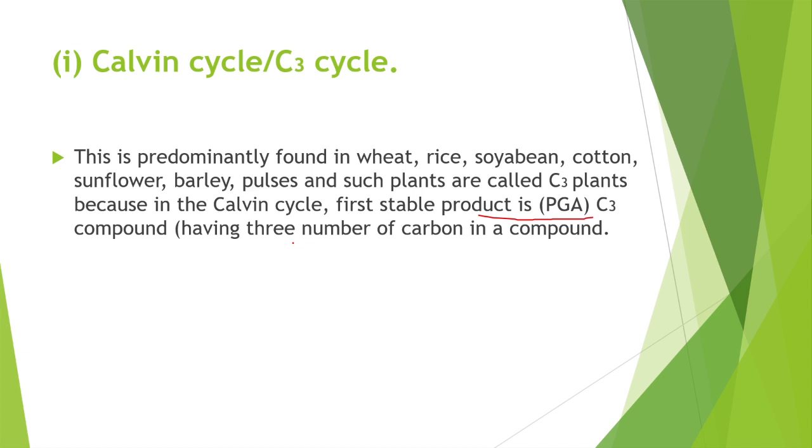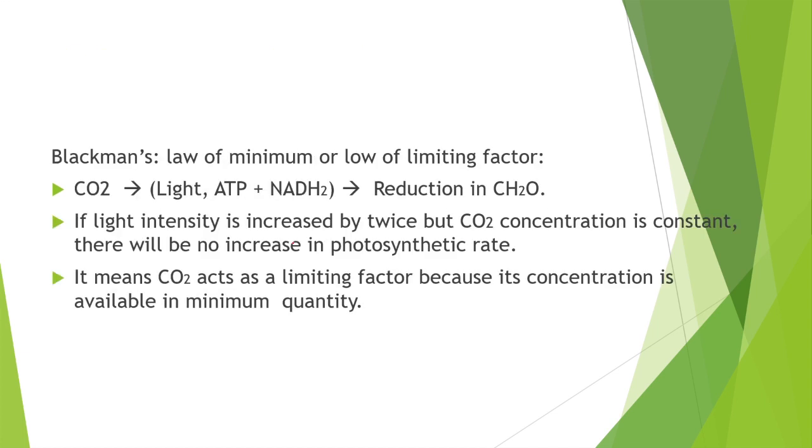Next is Blackman's law of minima or the law of limiting factor. If the light intensity is increased by twice but the carbon dioxide concentration is constant, then there will be no increase in photosynthetic rate. This is known as law of limiting factor. This law states that if a chemical process is affected by more than one factor, then the rate is determined by the factor which is nearest to the minimal value. This law is called law of minima or law of limiting factor.